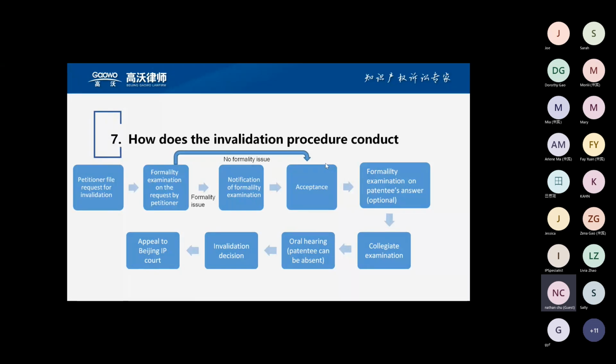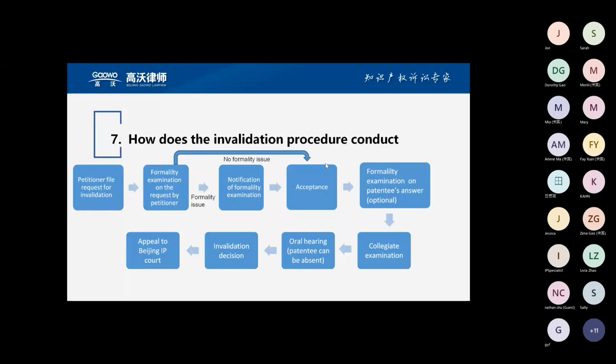I think the match is just like playing cards. In some cases, you have to hide your own cards. This is a strategy for the patentee.